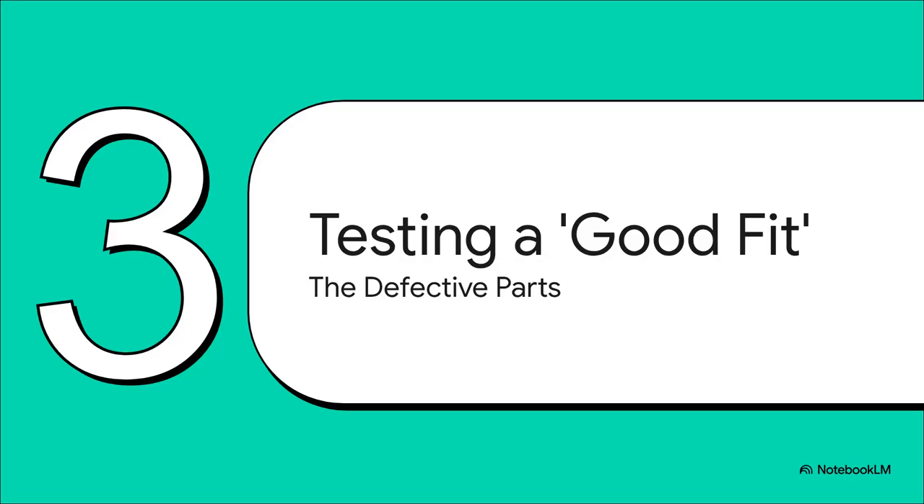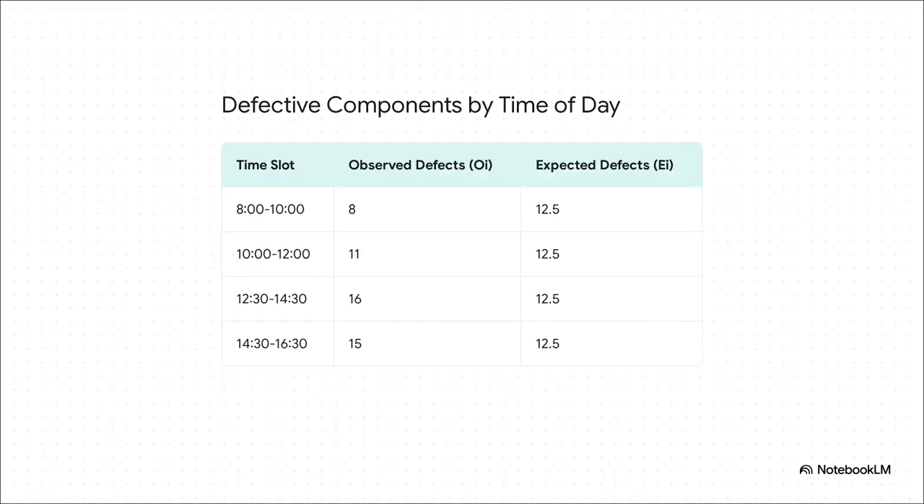Okay, let's put this into practice with our first case study. This is what statisticians call a goodness of fit test. We're basically testing how well our data, the observed stuff, fits our theory about randomness. So check out the data. Over the whole day, a total of 50 defective parts were found. Now, if those mistakes were truly random, we'd expect to see a perfectly even split, 12.5 in each time slot. But that's not what was observed. Look here, only 8 in the morning, but then 16 right after lunch. Something seems to be going on.